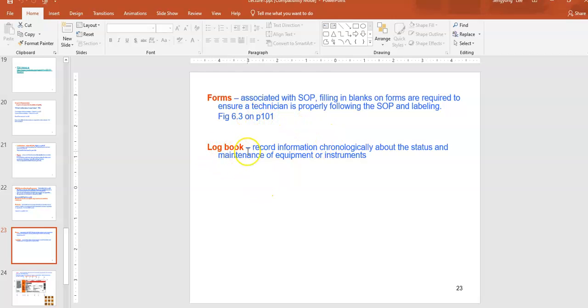And then logbooks. Logbooks are associated with the instruments and equipment. Okay, so a logbook is the place where you can check the condition of your instrument before you use it. It tells you the status of your instrument and the maintenance record, and then the last user, and the condition of the instrument when the last person used it. So the detailed information about the condition of your instrument should be found from the logbook.